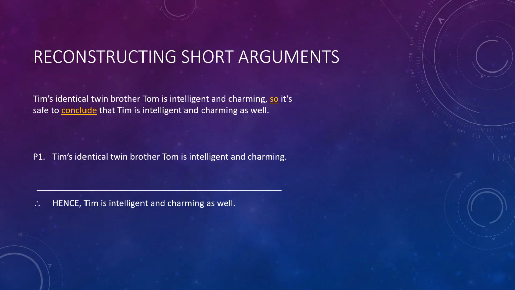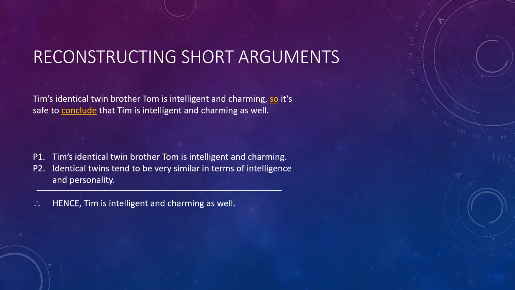Once again, there are many ways of stating the suppressed generalization, but here's one way to do it. Premise 2: identical twins tend to be very similar in terms of intelligence and personality. Okay? So the fact that Tom is intelligent and charming provides us with evidence that Tim is intelligent and charming because they're identical twins, and identical twins tend to be similar in these respects.